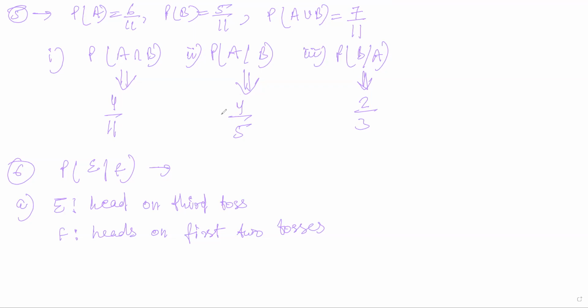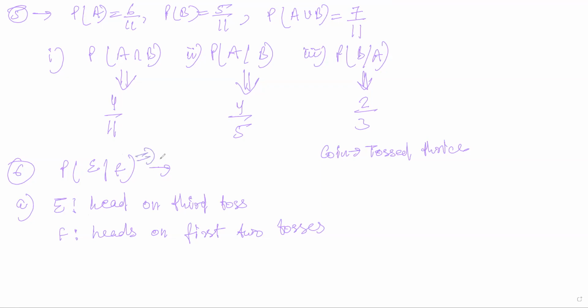A coin is tossed 3 times, right? There's a coin which is tossed 3 times. There must be a sample space according to this, right? And we'll have these 2 events out of the sample space. First event is E, which is head on third toss, that the third toss contains head. And there's an event F, which is heads on first 2 tosses. We need to find the probability of E given F.